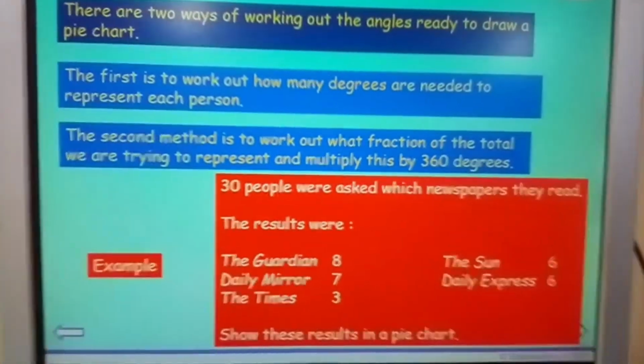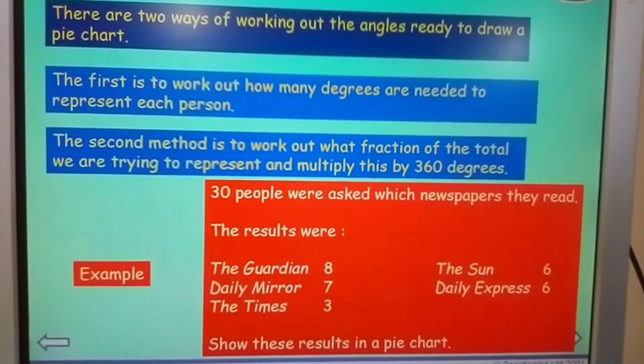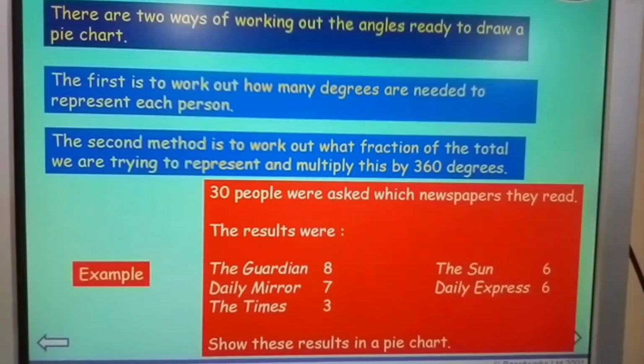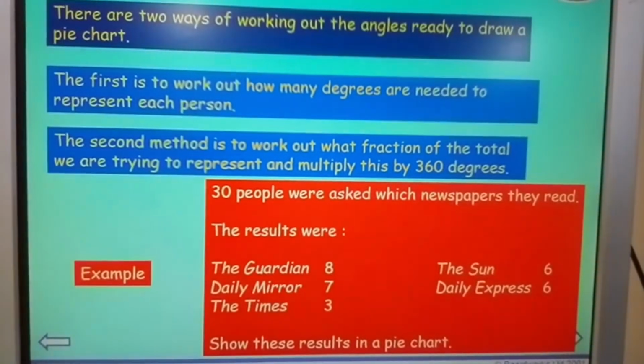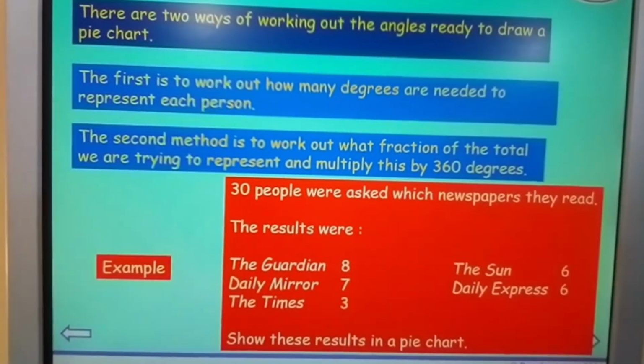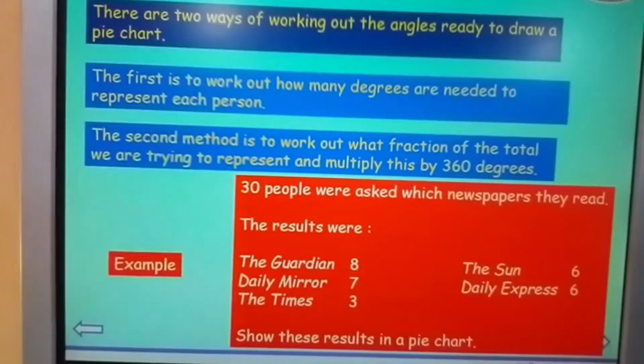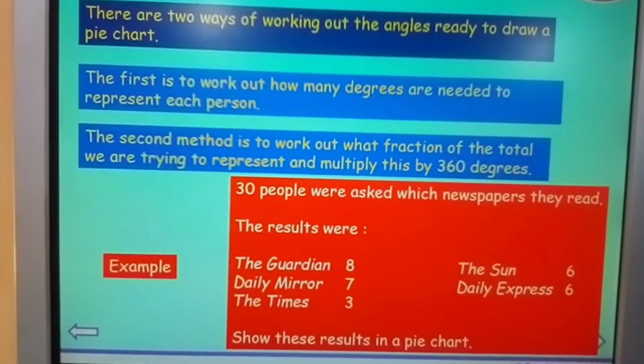And here we have 2 different means by which to work out the pie chart. There are 2 ways of working out the angles ready to draw a pie chart. The first is to work out how many degrees are needed to represent each person. The second method is to work out what fraction of the total we are trying to represent and multiplying this by 360 degrees.